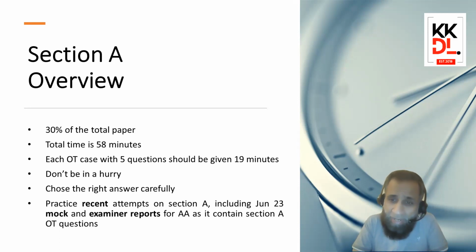Don't be in a hurry, which is the problem with the student. They're in such a rush. I've talked to so many previous AA students. They say, we just tried wrapping up the section in just like 30, 35 minutes. For what? Is that 30, 35 minutes giving you a guarantee that you're scoring 30 out of 30 or at least 25 out of 30? You should aim for very high marks in section A because it's the easiest section.